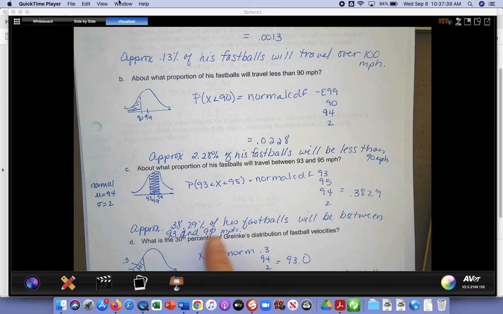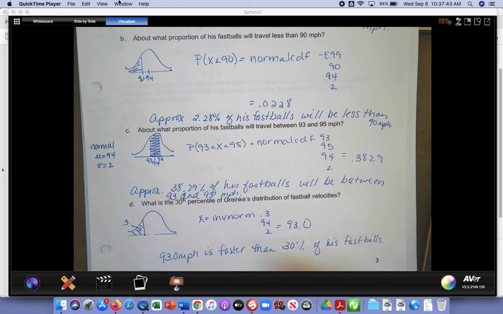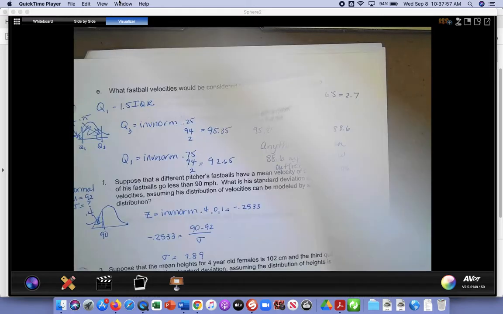Approximately 38.29%. The 30th percentile, so remember that means he's better than 30%, so you want to figure out what has an area of 0.3 to the left. I'm trying to find the score. They give me the area, so I'm using inverse norm now. So that's the 93.